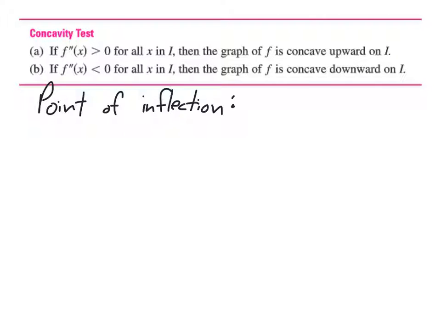All right, and then one more piece to add to this slide is we also have to deal with the point of inflection. A little bit of vocabulary here. A point of inflection basically is a point where we change from concave up to concave down, or concave down to concave up. So at a point of inflection, what must be true about the second derivative? Well, that's got to be where it actually equals 0.